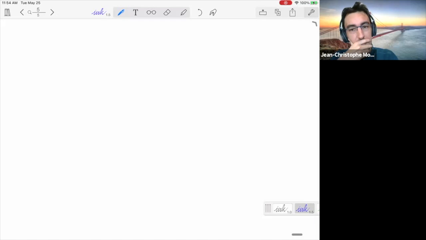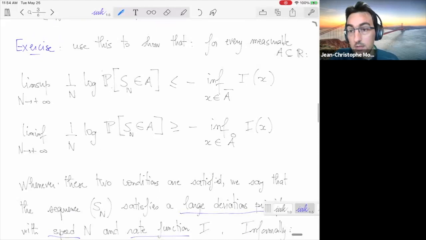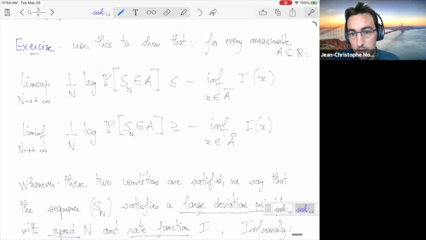Yes, that's right. So another question in the chat is, what does it mean to satisfy a large deviation principle with speed n and rate function psi star? Yes, it means exactly that these inequalities we have seen here are valid, except you replace I by psi star. Thanks for the question. This is quite important.